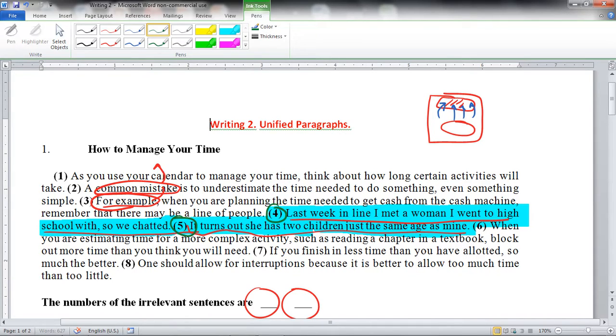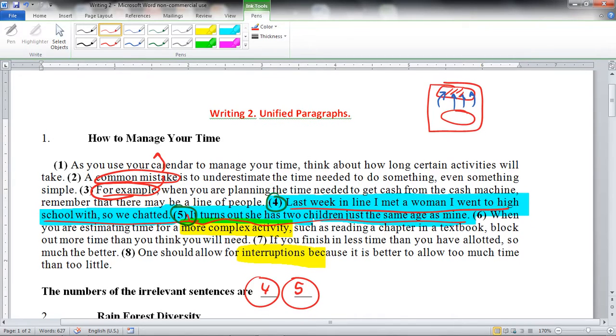Then, after that, when you're estimating time for a more complex activity, such as reading a chapter in a textbook, block out more time than you think you'll need. That's appropriate. If you finish in less time, so much the better. One should allow for interruptions because it's better to allow too much time than too little. So I thought that was a good one. These two sentences, number 4 and 5, break the unity and they're not relevant.